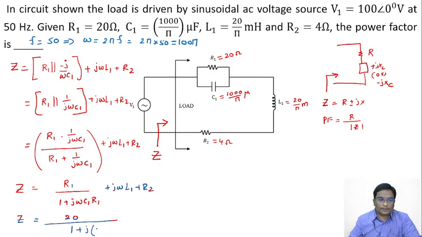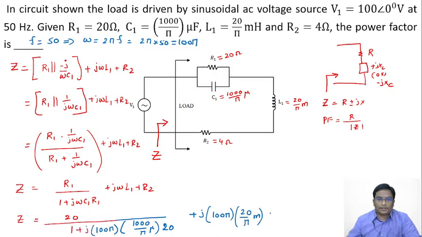Let us substitute that 100 pi. So 100 pi into C1. What is C1? 1000 by pi micro. Into R1, what is R1 given? 20. Next, plus j omega L1: j into omega, omega is 100 pi, L1 given as 20 by pi milli. Plus R2, R2 is nothing but 4. Therefore, what is the impedance seen by the source Z? Try to simplify this. Z is nothing but 20.